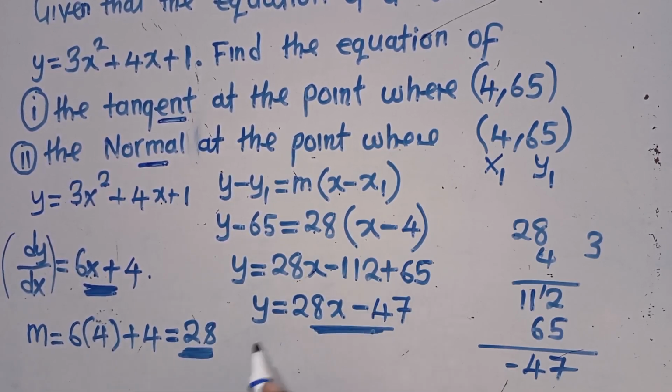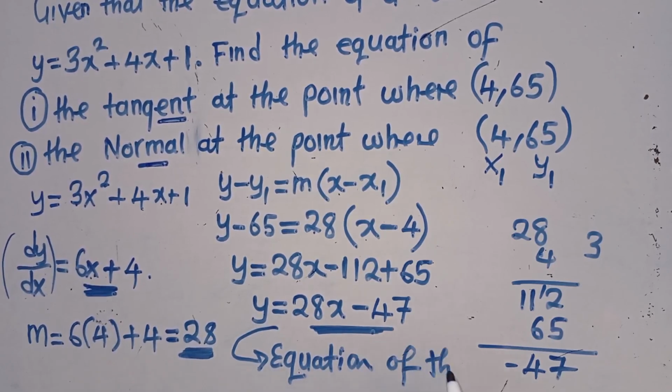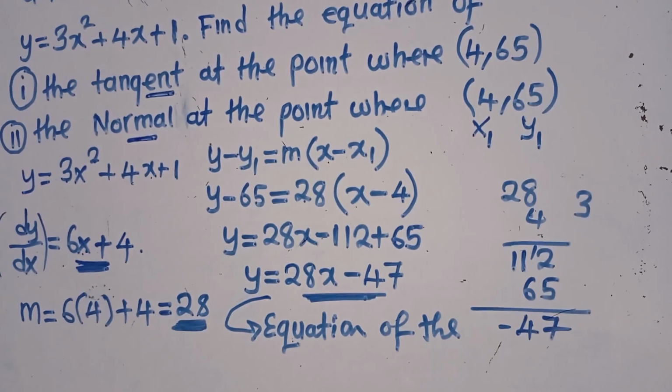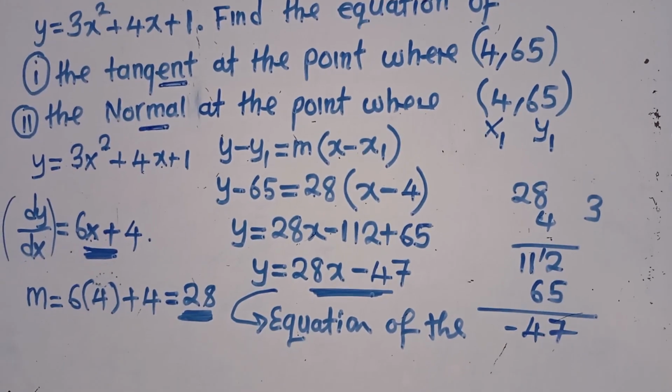So this one here is called what? Equation of the tangent. This is how you find the equation of the tangent. It is called the equation of the what? Equation of the tangent. These are procedures that you need to do or put in place. Equation of the tangent, just like this. This is how we find the equation of the tangent.